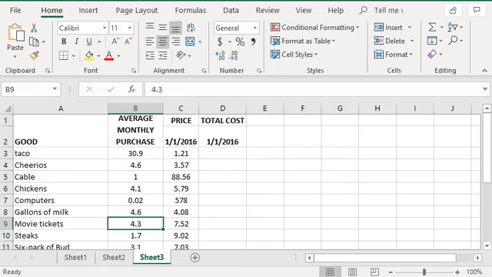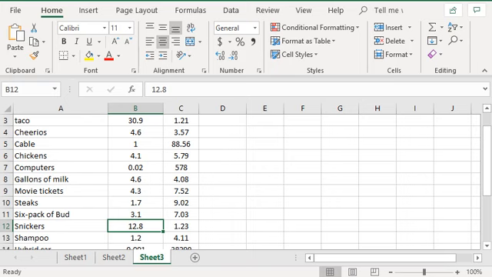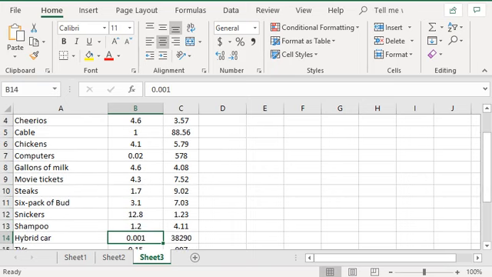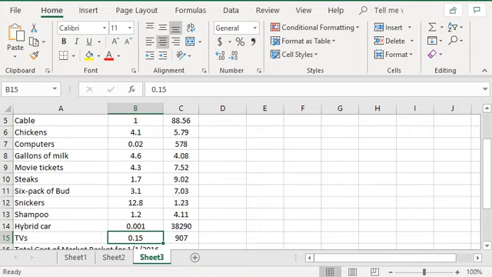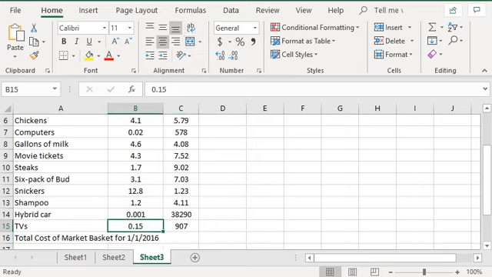4.6 gallons of milk a month, 4.3 movie tickets a month, 1.7 steaks a month, 3.1 6-packs of Budweiser beer a month, 12.8 Snickers a month, 1.2 bottles of shampoo, and 1 hybrid car every 1,000 months, because 1 divided by 1,000 is 0.001. And then 15 TVs every 100 months. That's how you think about that number. And then down here is the total cost of the market basket.